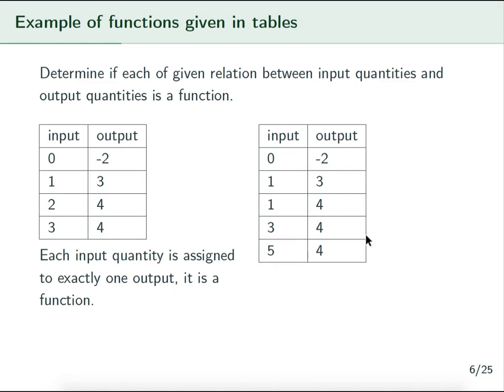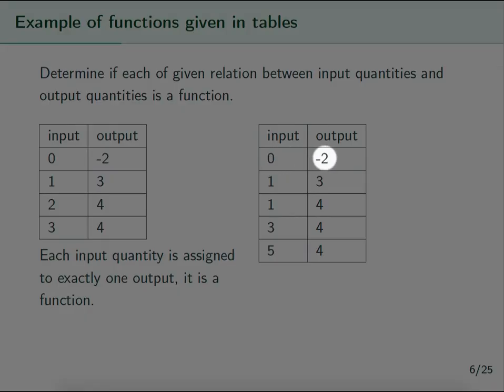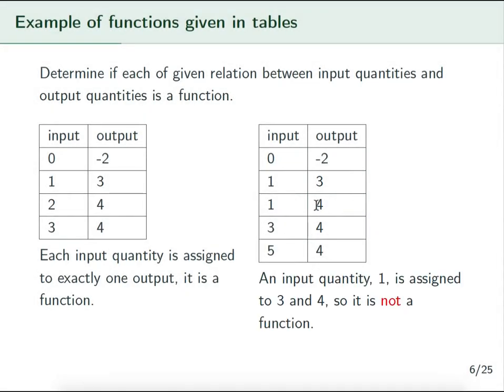So let's look at the second example right here. In this case, 0 is assigned to -2. That's good. But 1 is assigned to output quantity 3, and 1 is also assigned to output quantity 4. So this relationship, because 1 goes to 3 and 4, is not a function. Input quantity 1 is assigned to 3 and 4, so it is not a function. It still is a relationship, but that relationship is not defined as a function.